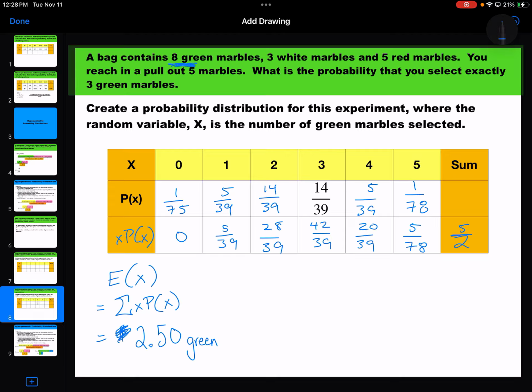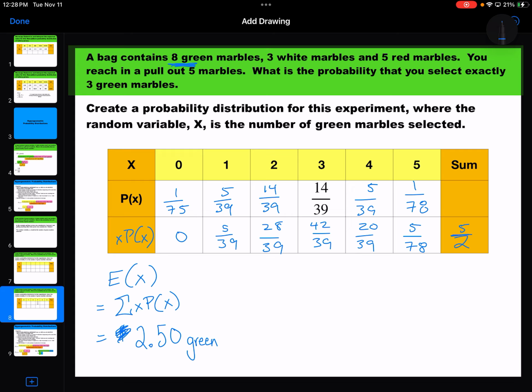What does this represent? This represents that if I pulled 5 marbles out many, many, many times, I kept resetting this experiment, and I did it over and over and over again, and I always picked 5 marbles, the average number of green marbles I would get is 2.5.